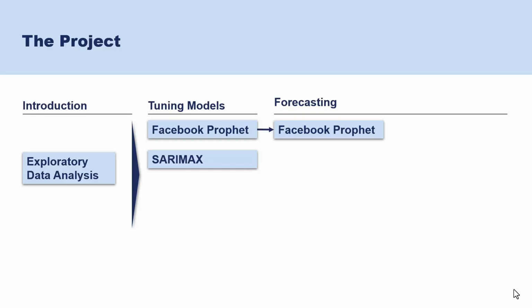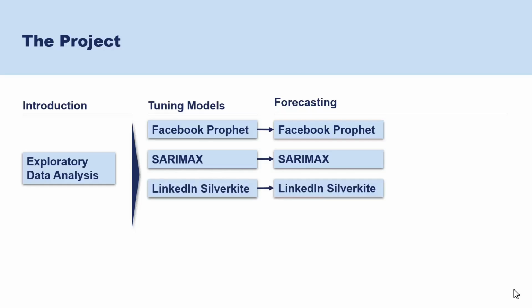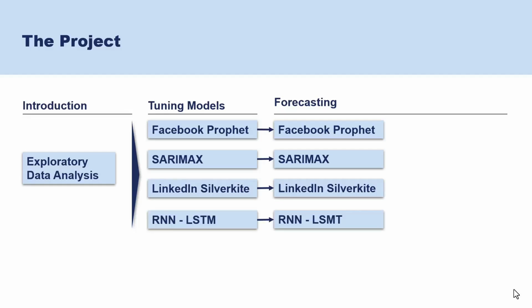Next, we do the same for SARIMAX. SARIMAX is an old statistical model, but it works brilliantly. Again, we'll tune the model first and then generate a forecast. Next, we have our other two models. We'll learn about LinkedIn Silverkite, a recent development by LinkedIn. In the fourth model, we'll dabble in deep learning, learning about long short-term memory, or LSTM, a type of recurrent neural network. In the end, we'll create our ensemble forecasting product, combining everything that we built together throughout the project.